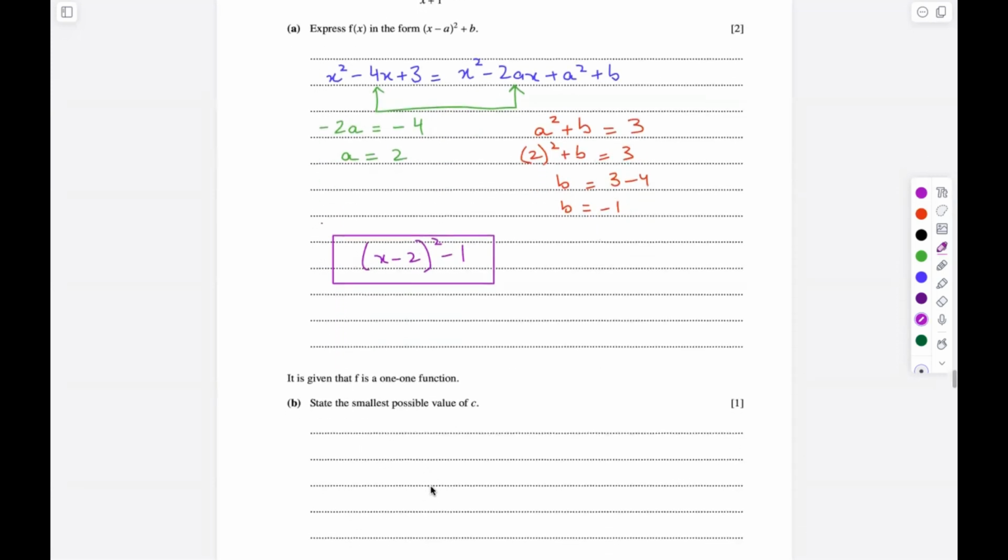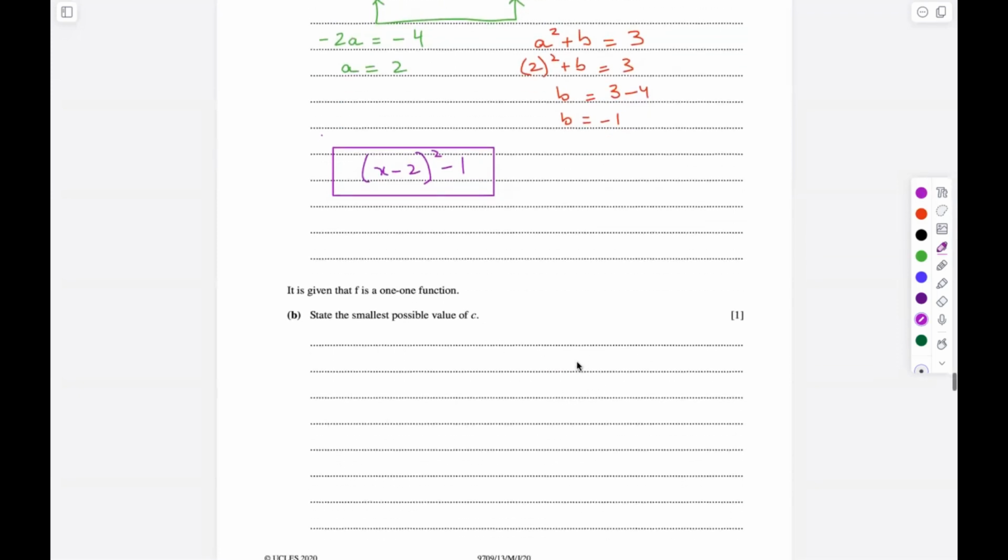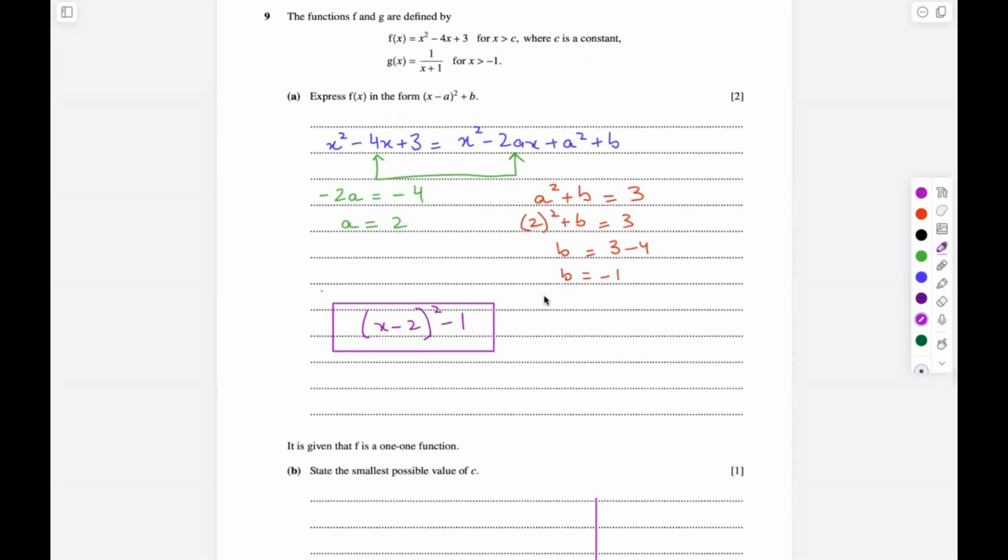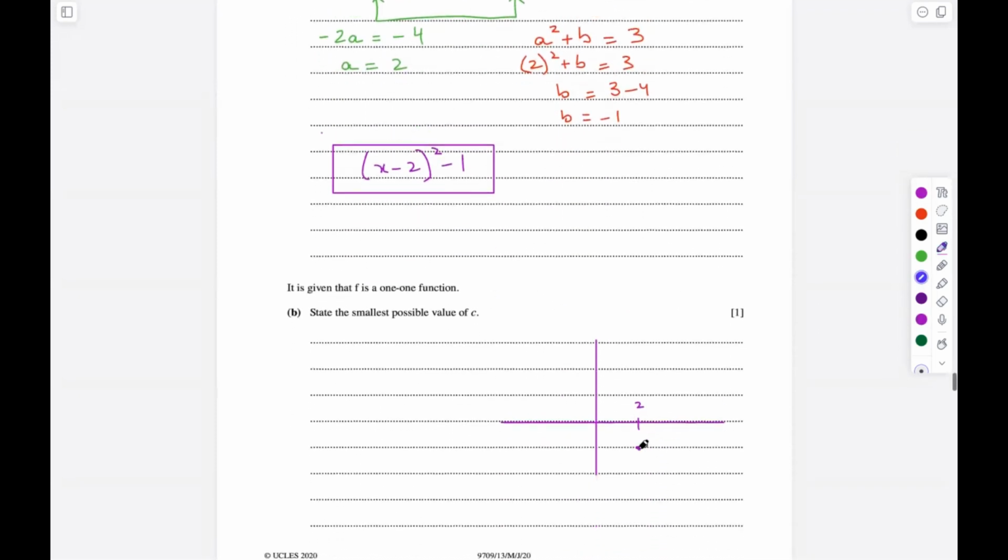In part B, it says it is given that f is a one-to-one function. We have to state the smallest possible value of c. For a function to be one-to-one, it means that it can only have one value of x for one value of y. From the previous part, we know that the turning point is at 2 and minus 1. We know that x is greater than c, so for it to be a one-to-one function, the quadratic graph must start from this point, and it will be like this. So the smallest possible value will be x equals 2, or we can write c equals 2.